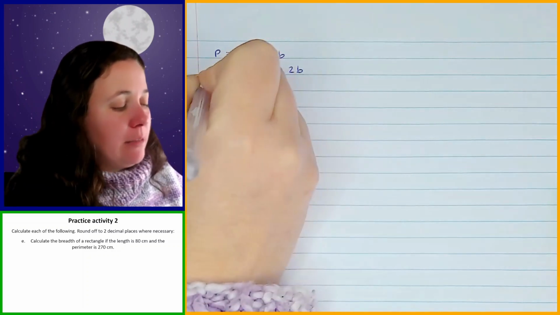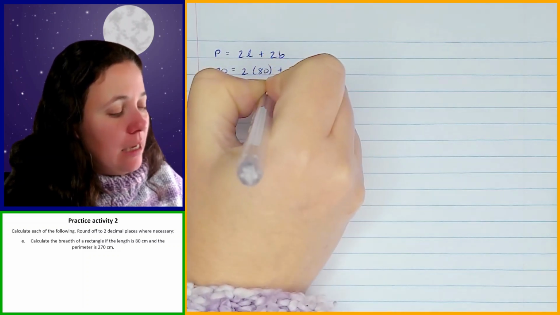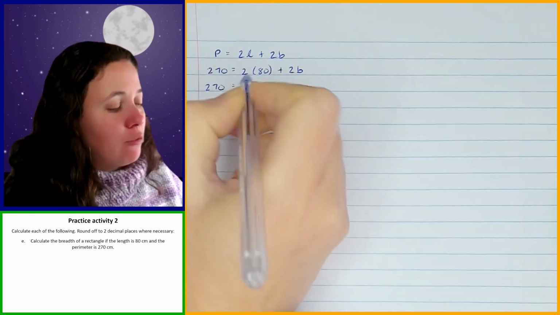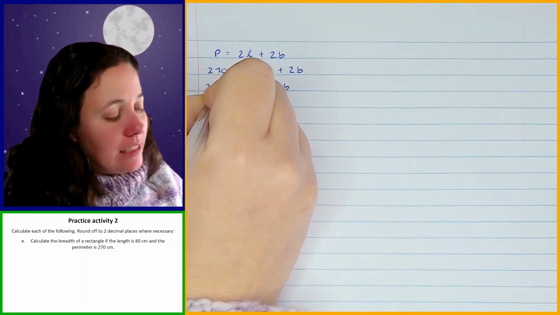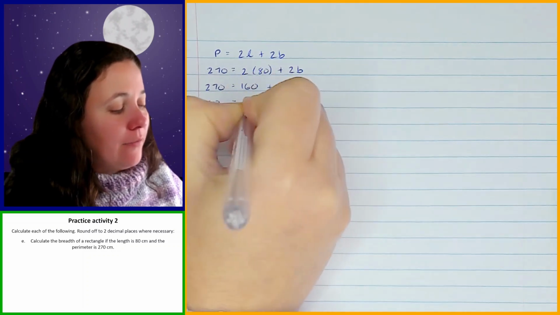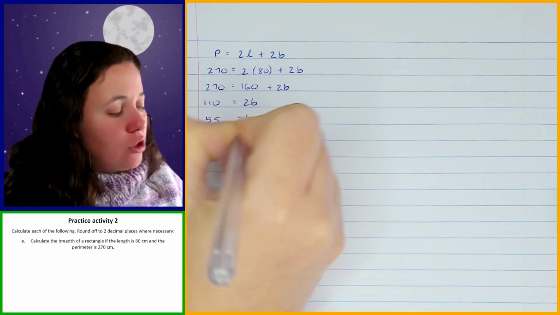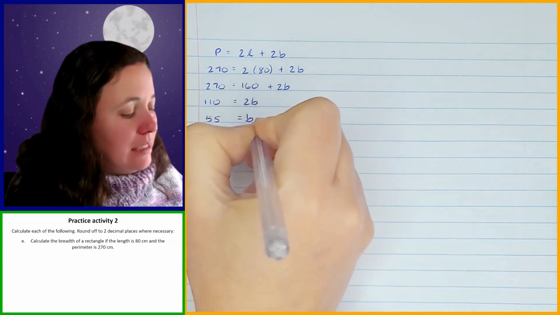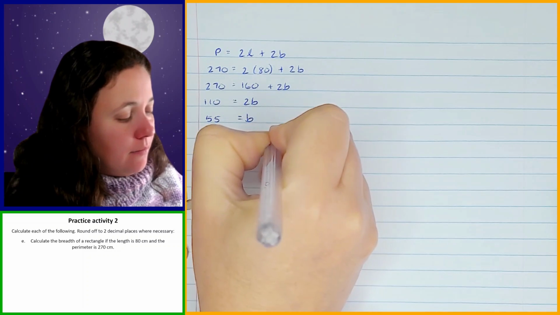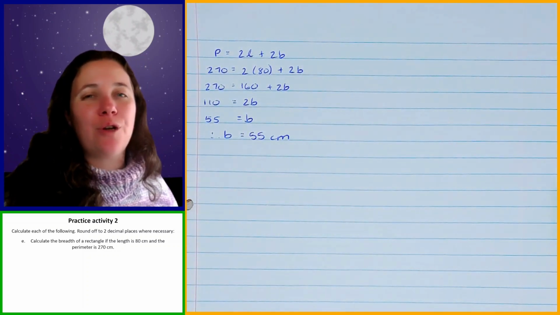Right, so now let's simplify this. So I've got 270 equals 2 times 80 is 160 plus 2b. Subtract the 160 on both sides of the equation. That gives me 110 equal to 2b, and I'm going to divide by 2 on both sides, and that gives me 55 equal to b. So that means that b is 55 centimeters. So that's what we should have got for that example, and that is how we work with formulae.